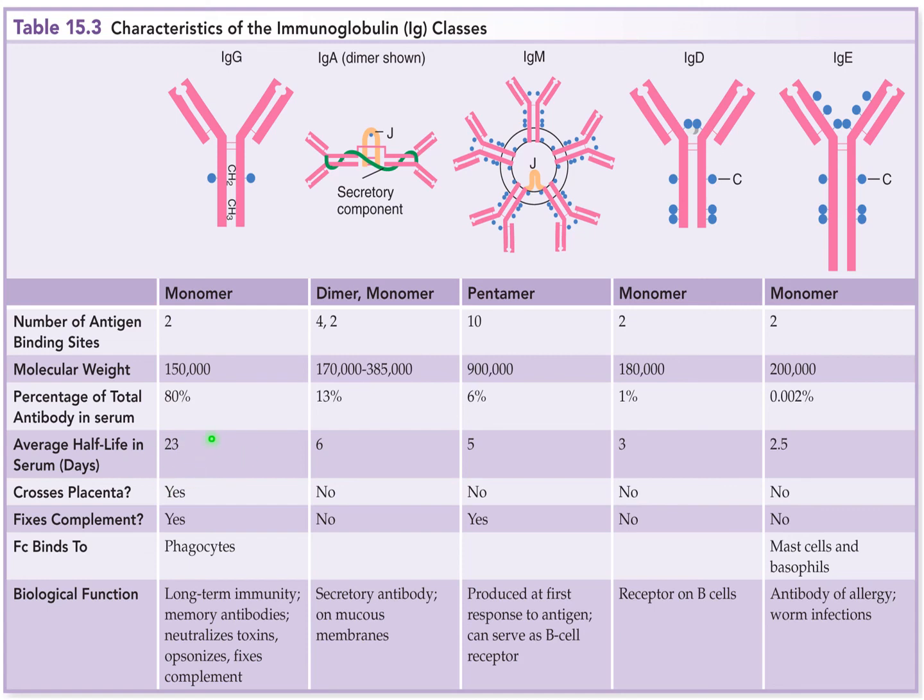A couple of unique things about IgG is, one, this is a class of antibody that will cross from the maternal blood into the fetal blood. And why might this be a good thing? And why might it be a bad thing? IgG is very good, in fact, the only class that actually fixes complement, starting the complement cascade. And the Fc region binds very well to phagocytes. So one of the major functions of IgG is opsonization.